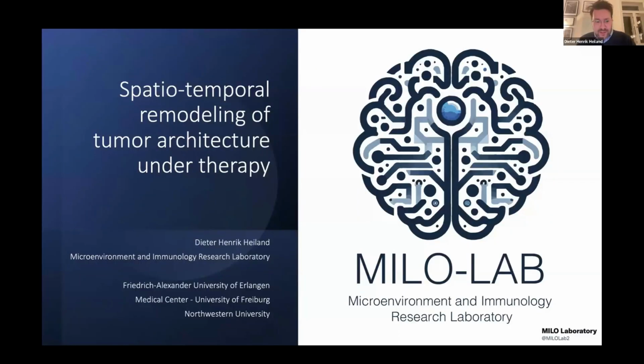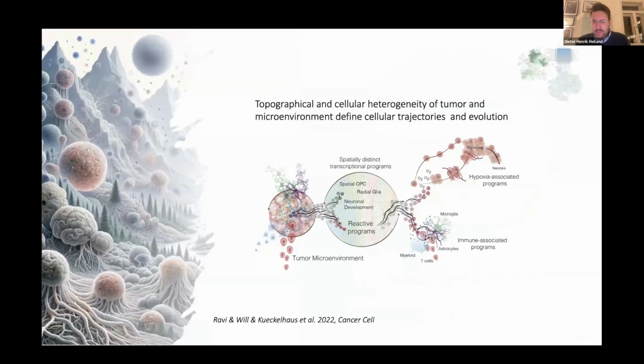Thank you very much. It's really a pleasure to present and share some of our data, and I would just directly jump into the topic. Over the last years, my lab has tried to understand the spatial architecture of glioblastoma. We identified different niches that show a very high content of astrocyte-microglia interactions, which we call immune-associated programs, and other areas in the tumor that are, for example, highly affected by metabolic alterations such as hypoxia.